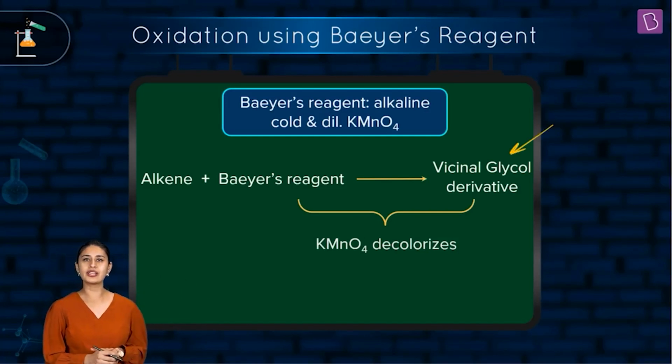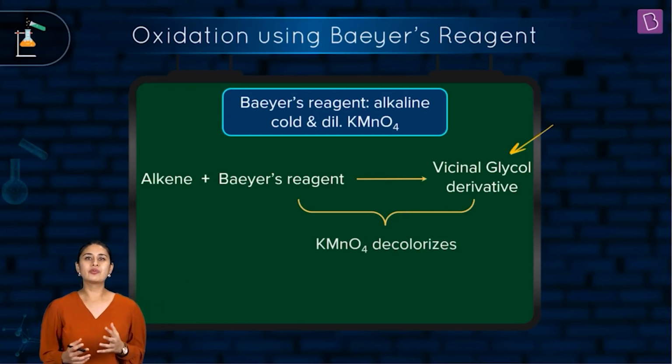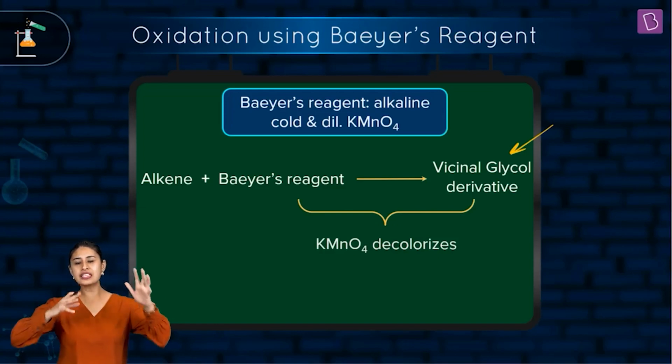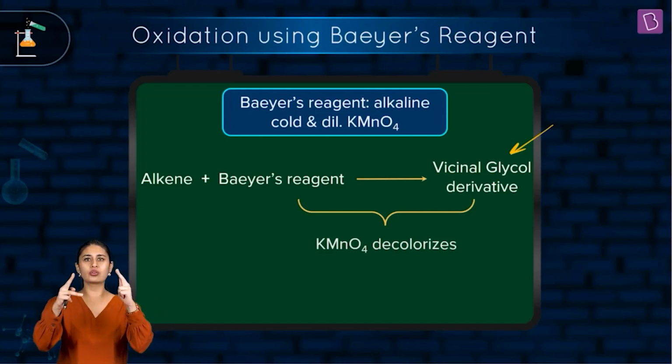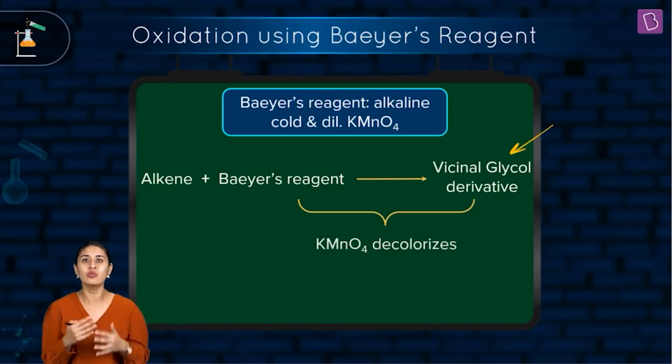Also, there is an important thing here: these are tests for distinguishing. Here also, you know that the purple color of KMnO4 is so famous. So this purple color is going to disappear. Whenever there are reactions like these which are easily noticeable by the naked eye, they are the ones that we use for distinguishing one type from the other type.